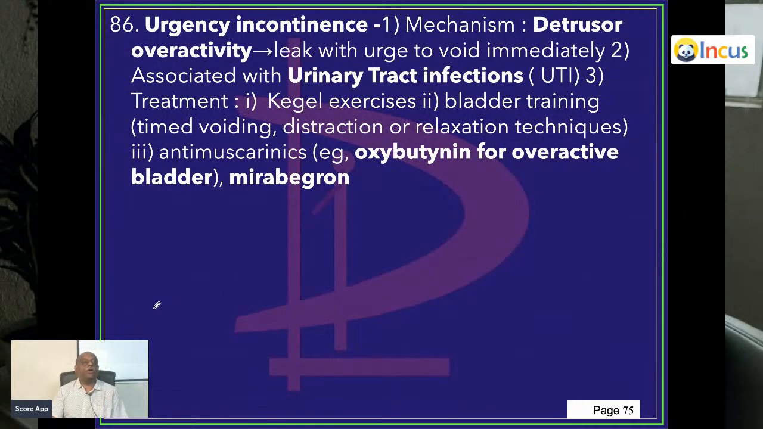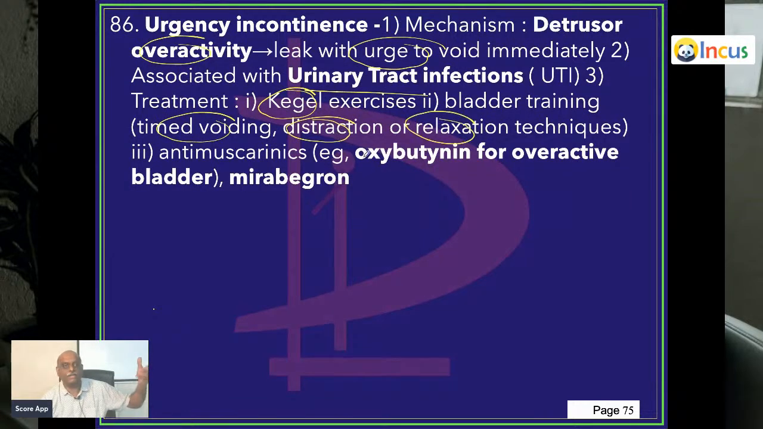Then urge incontinence. Here the detrusor is having overactivity that is causing the leakage, and commonly it is due to cystitis like urinary tract infection. Here also Kegel's exercise, bladder training, that is called timed voiding. Ask the patient to bear that urge a little longer. Distraction, relaxation techniques, all these are used in order to overcome it.